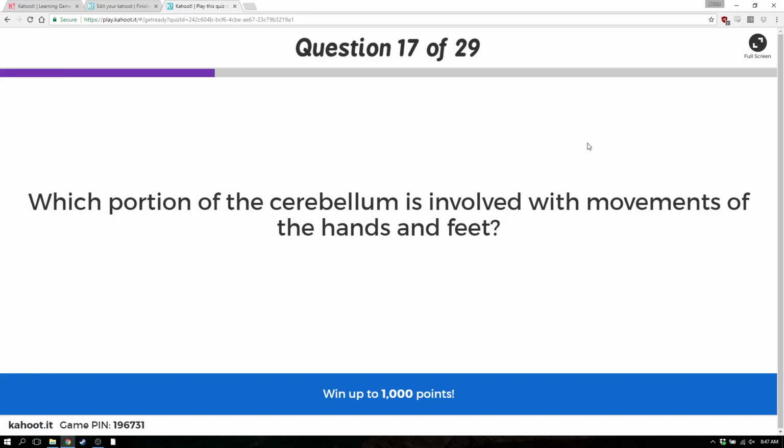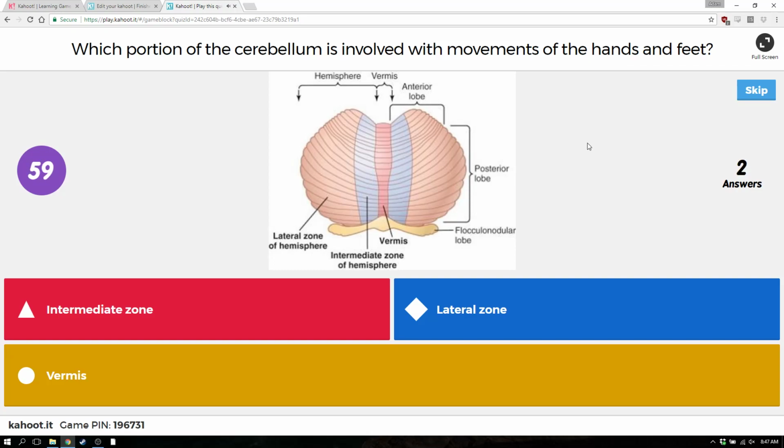Which portion of the cerebellum is involved with movements of the hands and feet? Make sure I found a picture that didn't give away the answer.